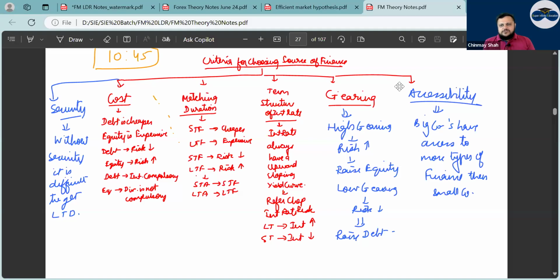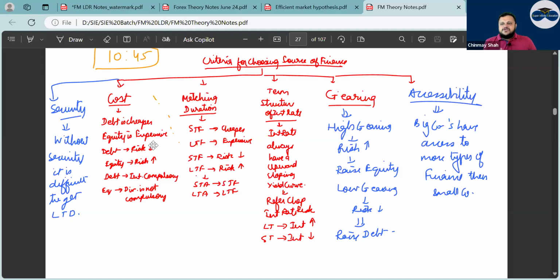First is actually cost. Debt is cheaper than equity. Equity is expensive. Even your pecking order theory says the same: first look at retained earnings, then debt, and then equity. Correct? So debt risk is lower, equity risk is higher. Debt interest is compulsory. Equity dividend is not compulsory. Correct? Debt gets what? Tax shield. Equity does not get tax shield. So accordingly you decide. Correct? This is the criteria you have to look at.